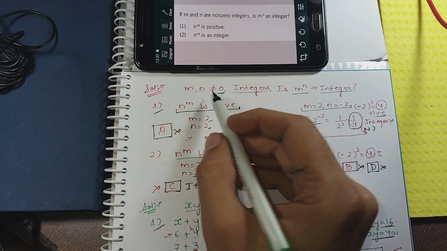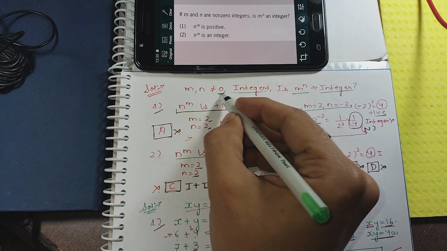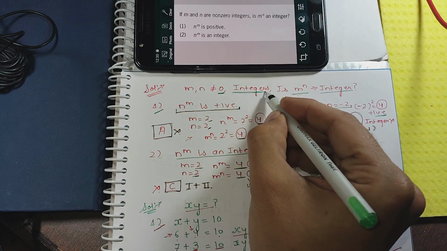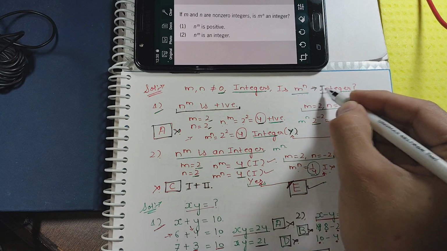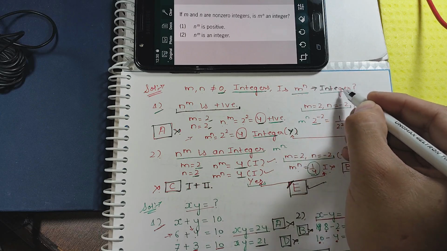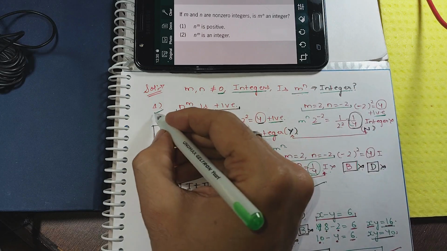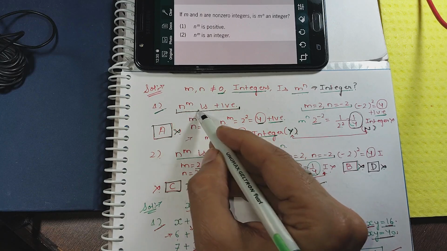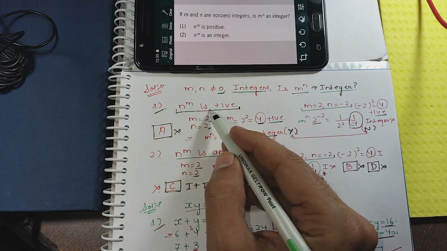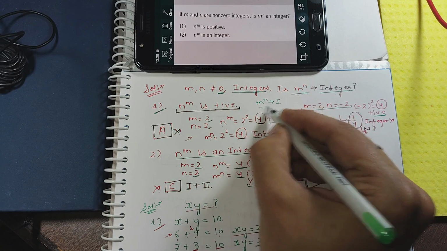If m and n are non-zero integers, so basically we have been given that m and n are not equal to 0 and these are integers. Is m raised to power n an integer? So we have to find whether m raised to power n is an integer or not. Now with this information, moving to statement 1. Statement 1 tells me that n raised to power m is positive, right? But we need to find whether m raised to power n is an integer or not, right?